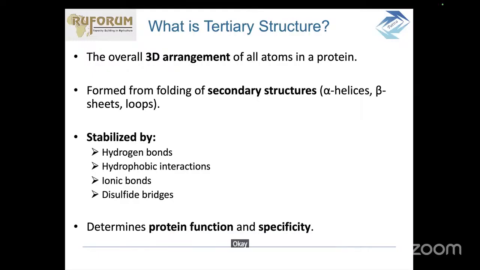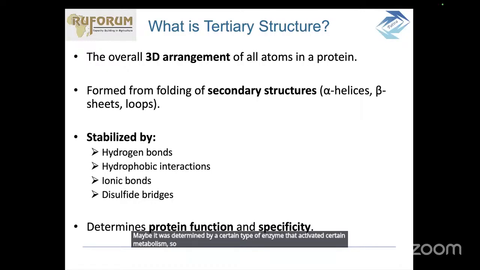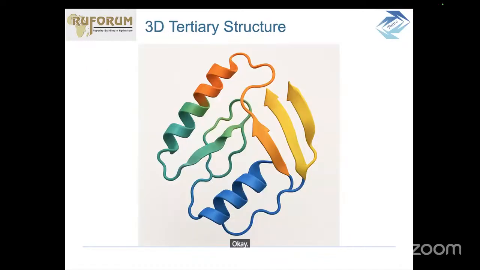Okay. So for example, we talked about the drought tolerant maize. For it to be drought tolerant, maybe it was determined by a certain type of enzyme that activated certain metabolism. So those were done by the 3D structure. Okay. So this is an example of 3D structure. These are the beta sheets, and then you have a coil in between, and then you have these alpha helices, and something like that. So this is how the 3D structure looks in cartoon form.